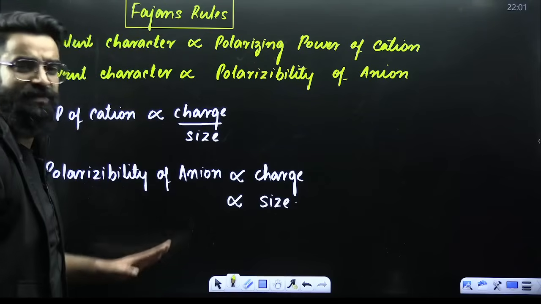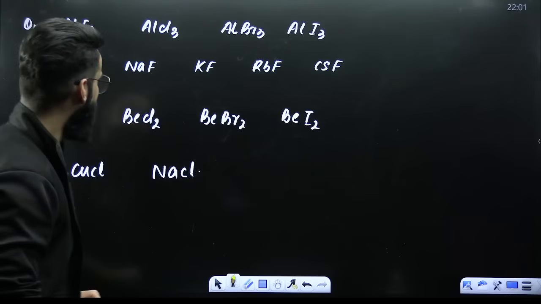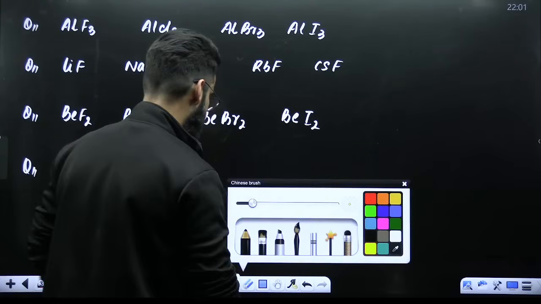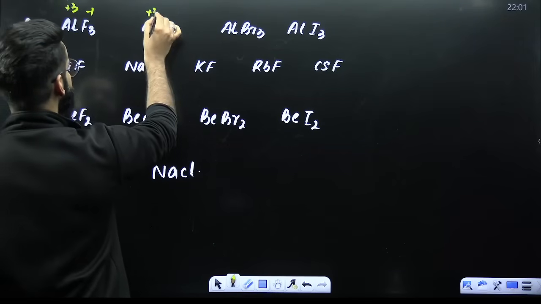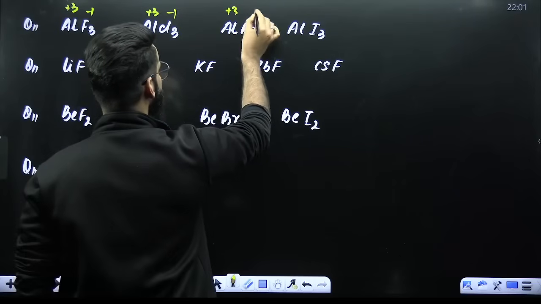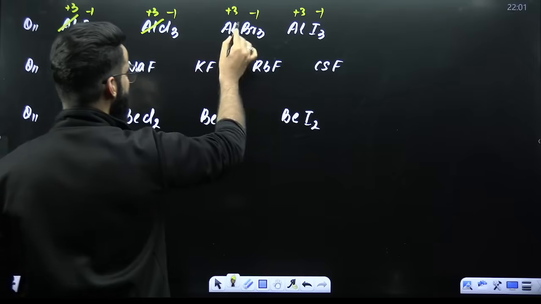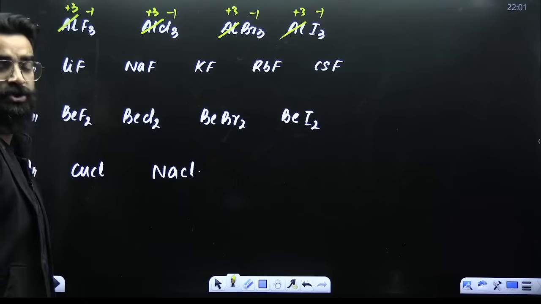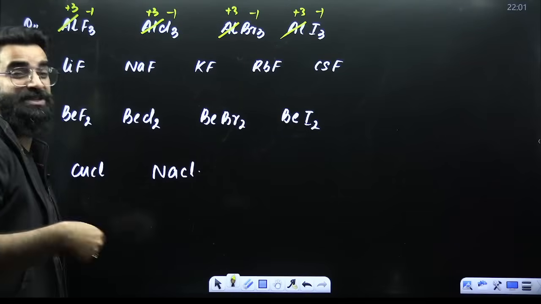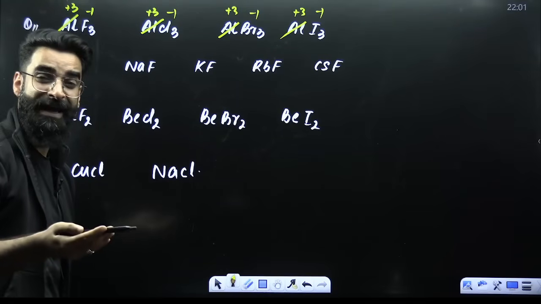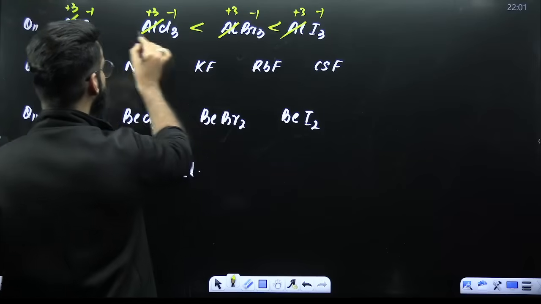These are the factors which you need to know, and you can easily solve the questions based on Fajan's rules. Have a look at exactly what I'm saying. If you look at these questions, this is Al3+ F-, Al3+ Cl-, Al3+ Br-, Al3+ I-. So the cation everywhere is the same. I'm not going to decide on the basis of cation. Talk in terms of anion. Charge on every anion is the same. So decide on the basis of size of anion. The more the size of anion, the more the polarizability of anion, and more polarizability means more covalent character.